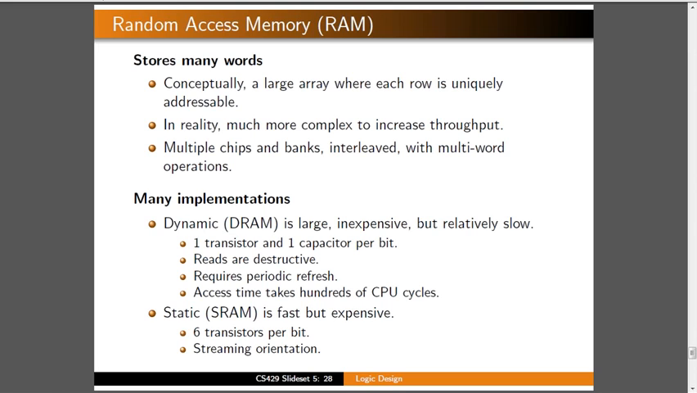One transistor and one capacitor per bit. Reads are destructive and require periodic refresh. That is, a refreshment is done on a periodic basis in the dynamic RAM. Then the next point says, access time takes hundreds of CPU cycles. If I want to access something with the help of dynamic RAM, it takes many hundreds of CPU cycles.